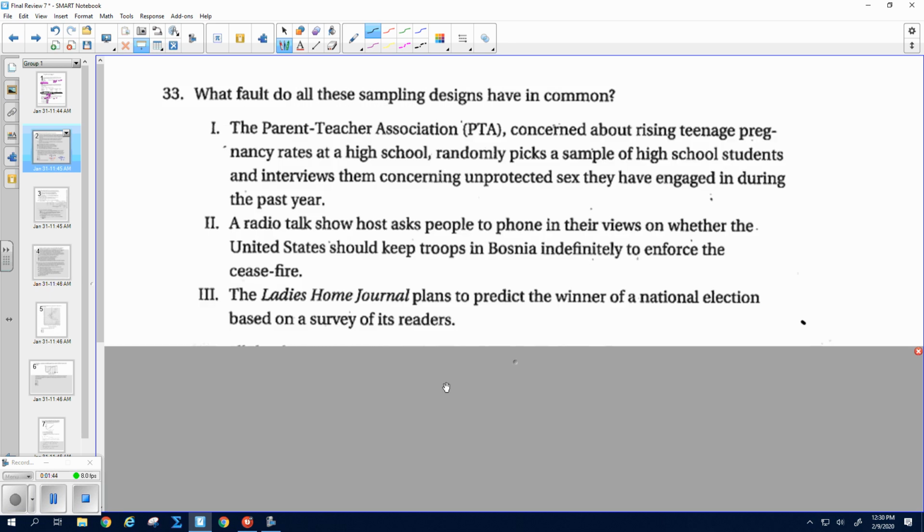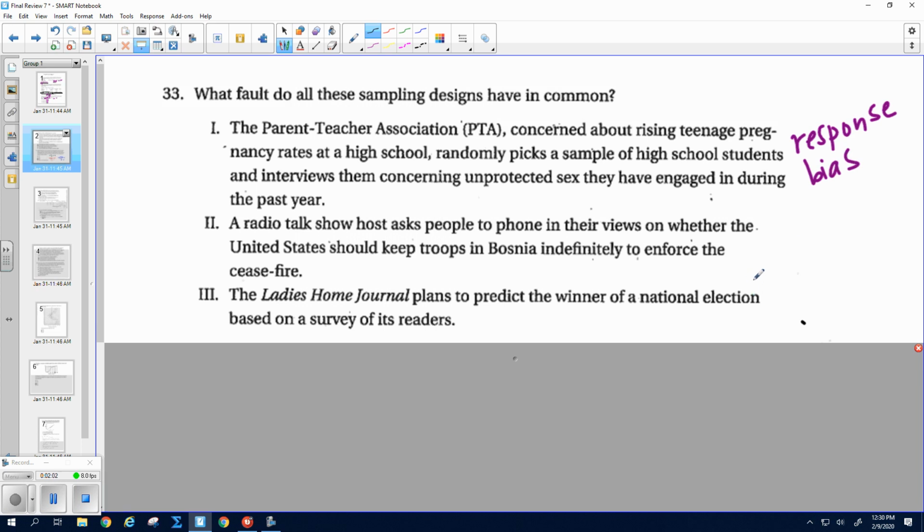All right, so what's wrong with all of these? This first one, probably high schoolers aren't going to want to talk to some random PTA person, so I would call that response bias. Response bias is when you just have systematic wrong answers.